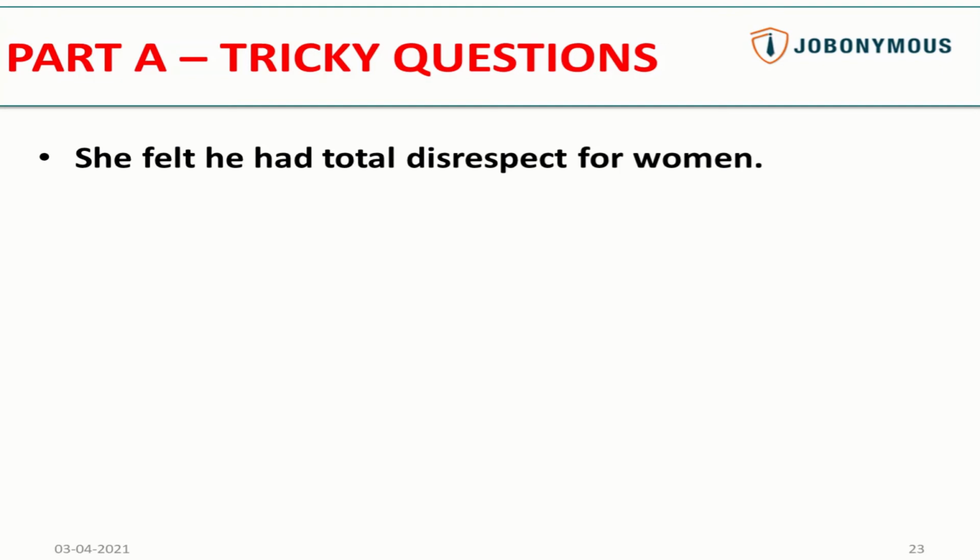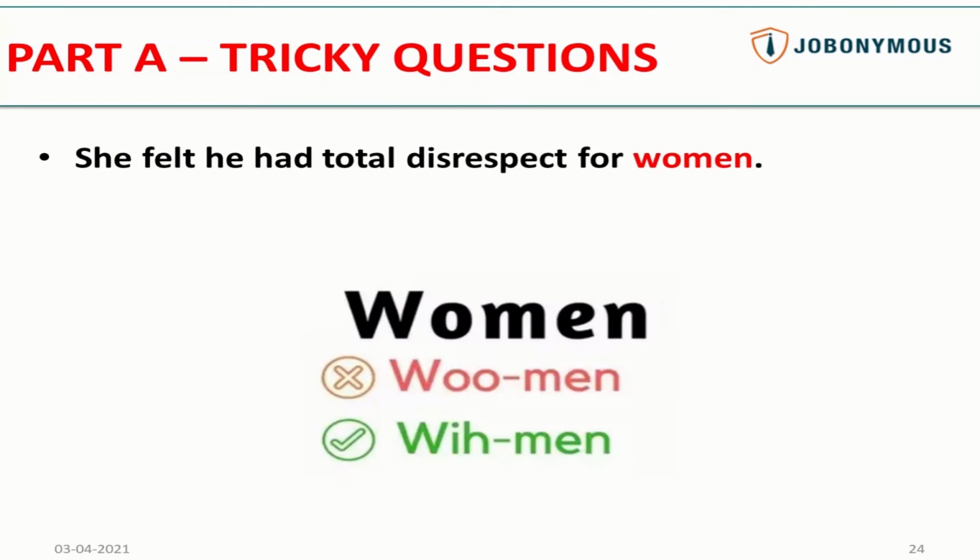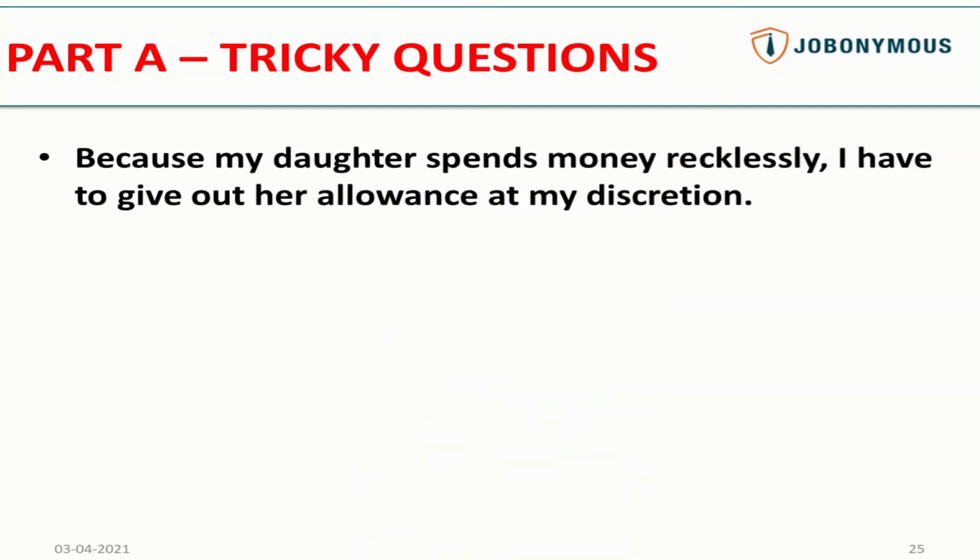She felt he had total disrespect for women. So again, this word is not correct. It is spelled like she felt he had total disrespect for women. So spell it like women like this. And this is again a very common word that can easily come in words and test and many of you may pronounce it wrongly. Next one.